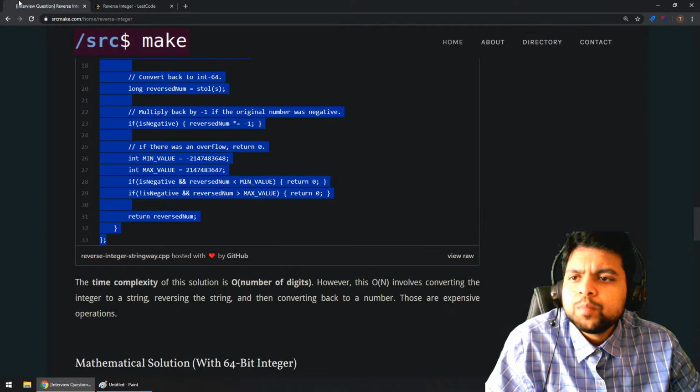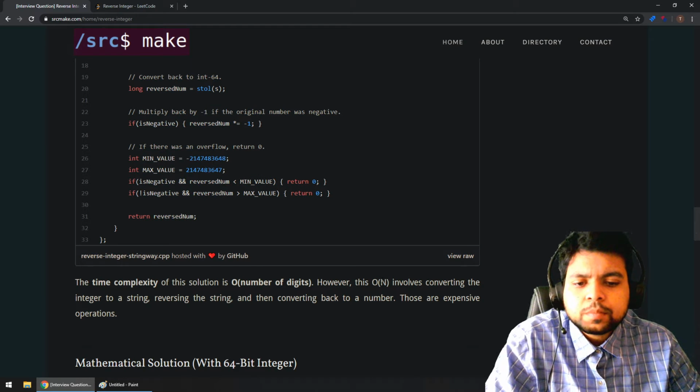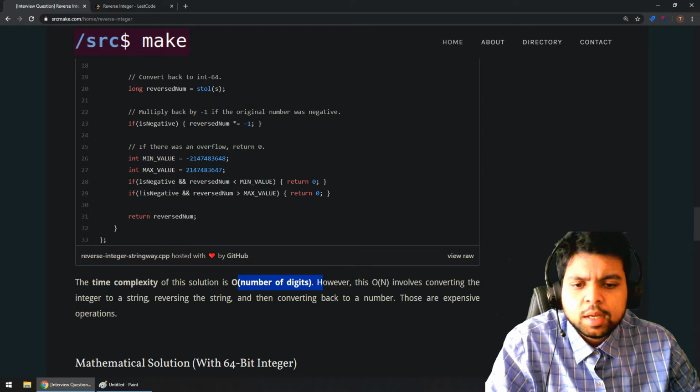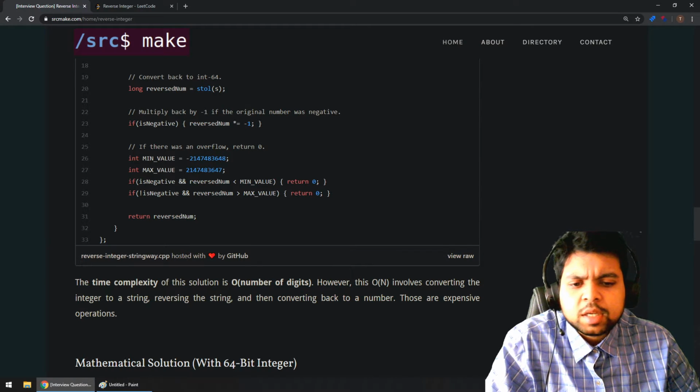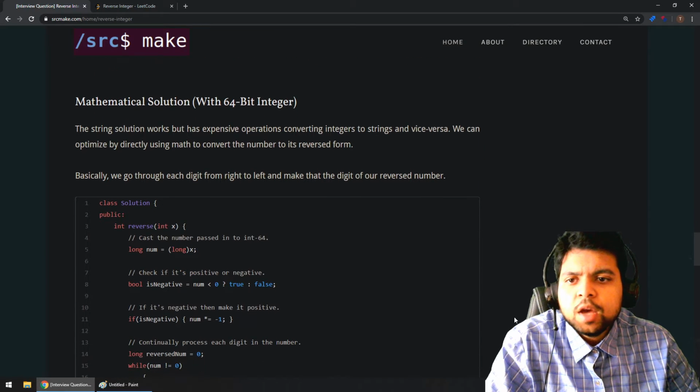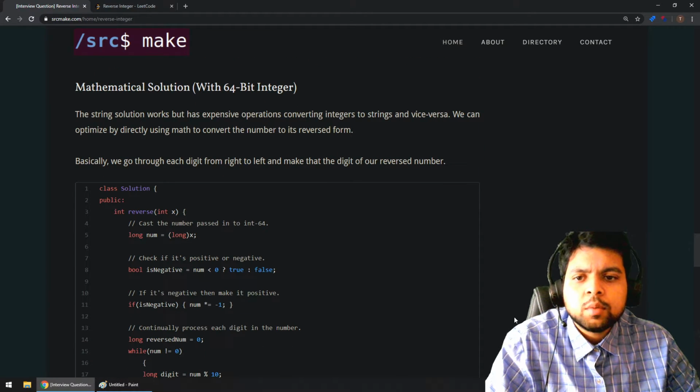How can we do better? Well, we can use math. So it turns out our solution is order number of digits. We have to go through each digit in the number, but these are expensive operations. We have to convert the integer to a string, we have to reverse the string, and then we have to convert it back to a number. Those are expensive computations to perform. So if we were to do some mathematical solution, it would be better.